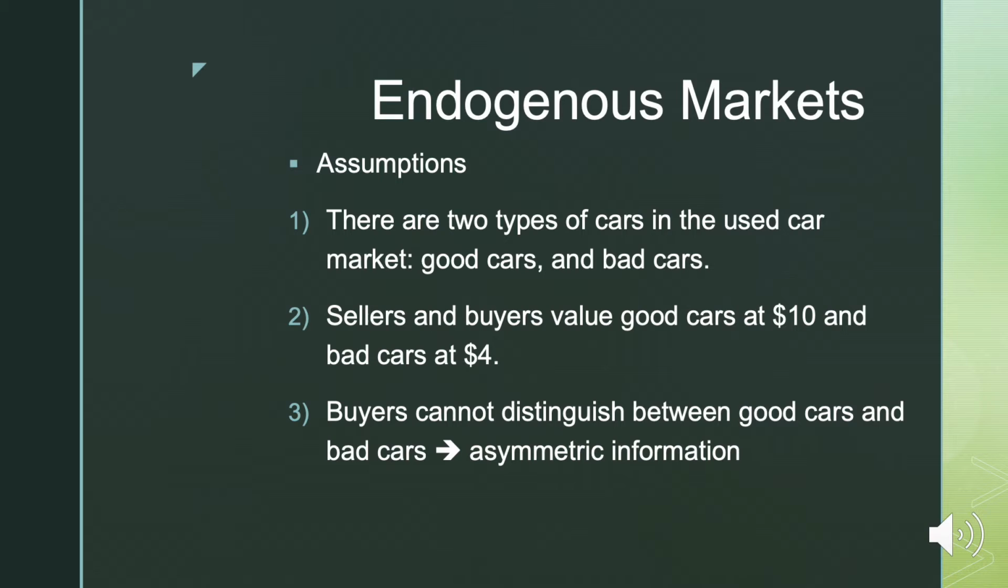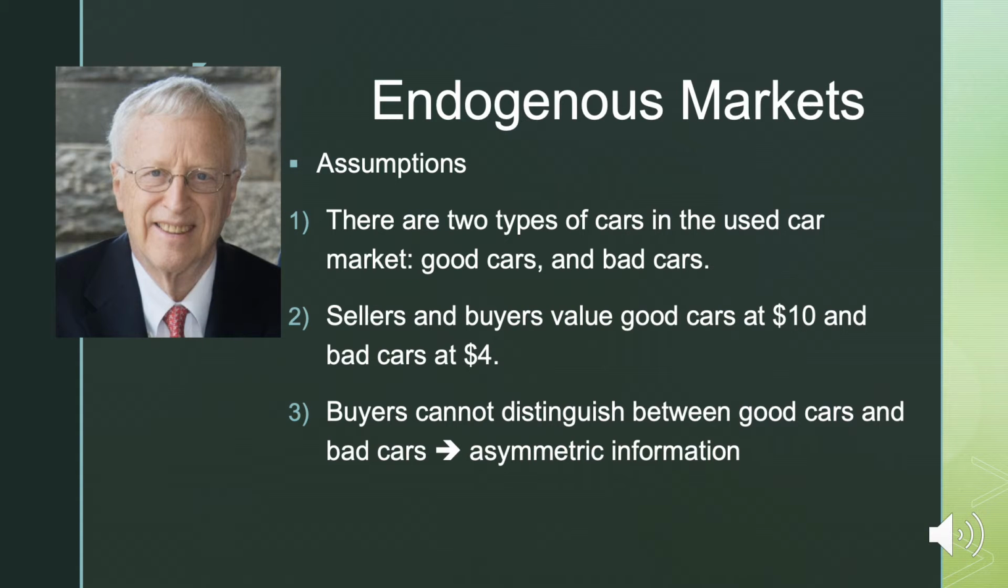Moving on to endogenous markets. Endogenous markets are markets where the decisions of participants affect the way the market is structured, the goods sold, and the price of goods. We ask the question, how does this happen? How do the decisions of players influence the market? We will use the example that won George Akerlof the Nobel Prize in Economics in 2001. This example is called Akerlof's lemons.